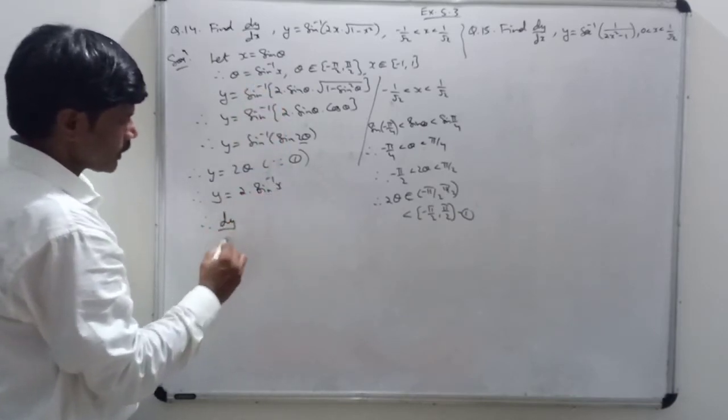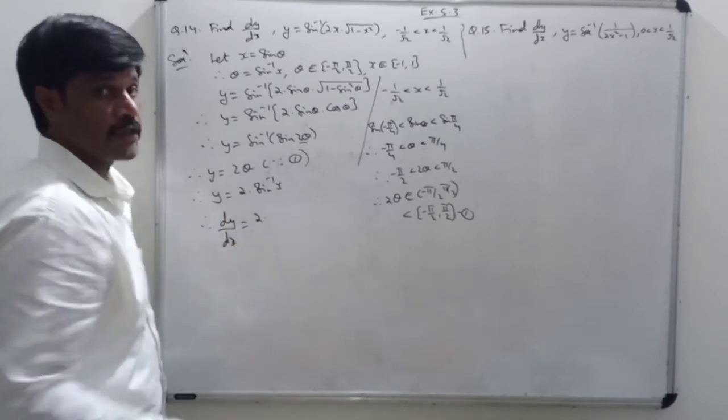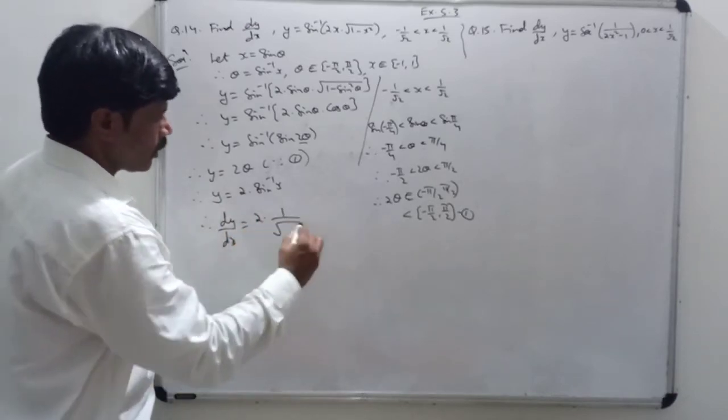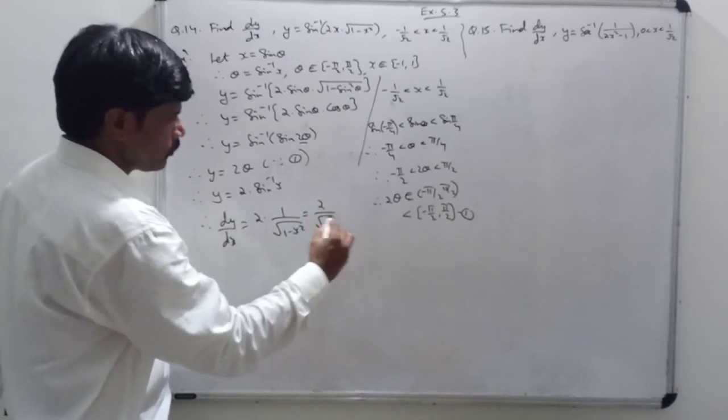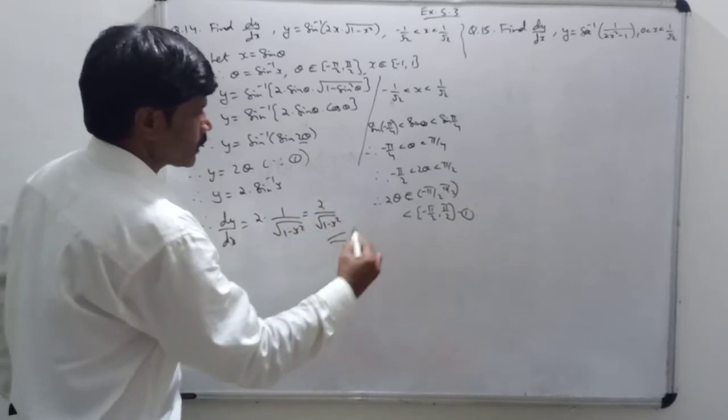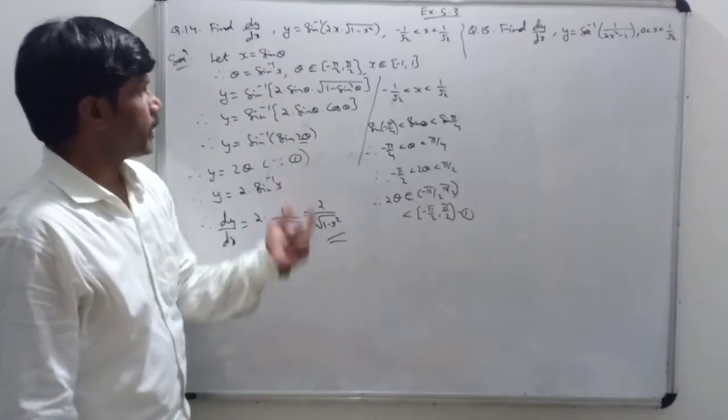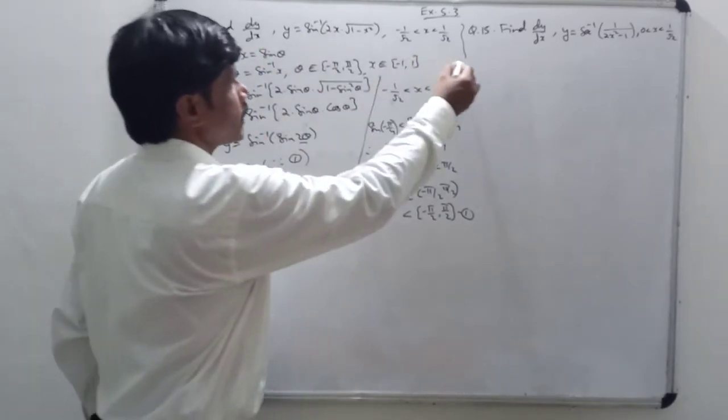So therefore now differentiate. The derivative of y with respect to x, dy by dx, is equal to 2 constant. What is the derivative of sine inverse of x? 1 upon root of 1 minus x square. So we are getting 2 upon root of 1 minus x square. This is nothing but the derivative dy by dx of this function under this condition.